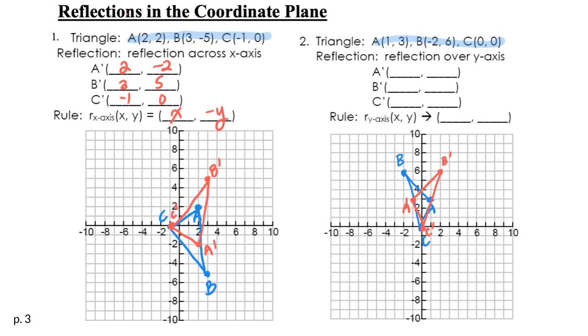And so these points are, let's see, negative 1, 3, 2, 6, and 0, 0. And it looks like the only thing that changed was changing the sign of the x value, but we kept the y values the same. And so our rule for this is just going to be negative x, y. So it's the opposite for the x-axis.